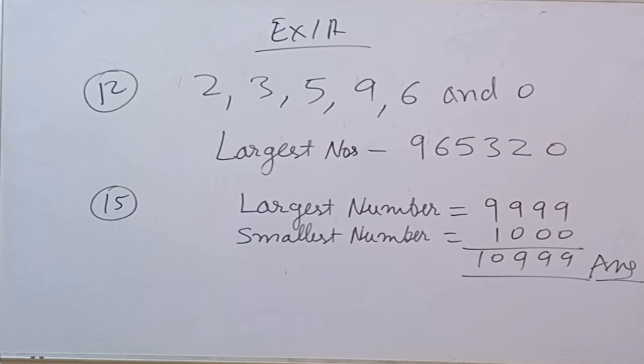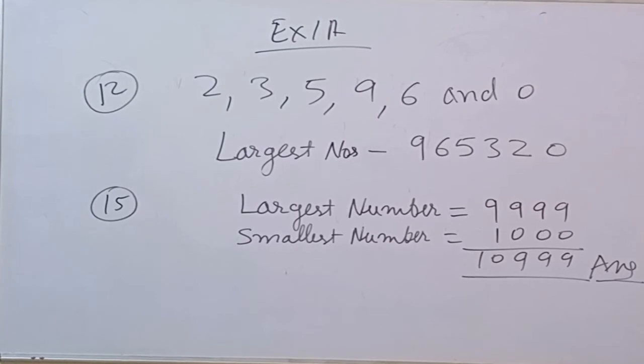Children, I am taking question number 12, in which we have to form the largest number using digits 3, 2, 3, 5, 9, 6 and 0. I already told you, whenever we have to make the largest number, you will take the largest digit first and write the digits in descending order. So 9 is the largest, and after that 6, then 5, then 3, then 2, then 0. So the required number is 965320. That is your answer.